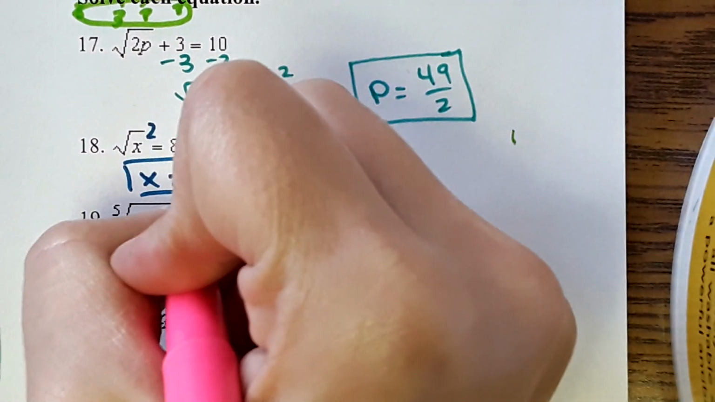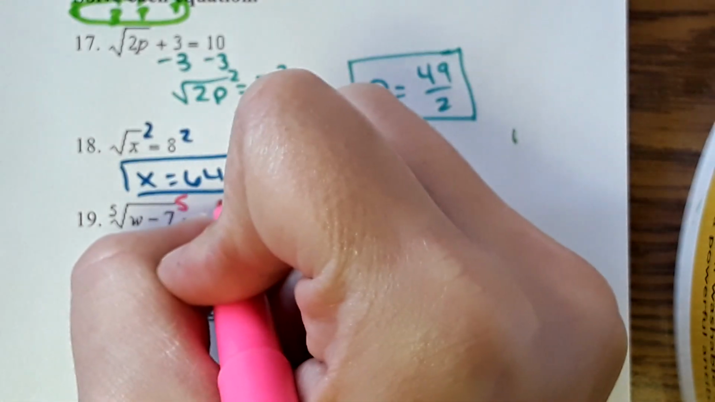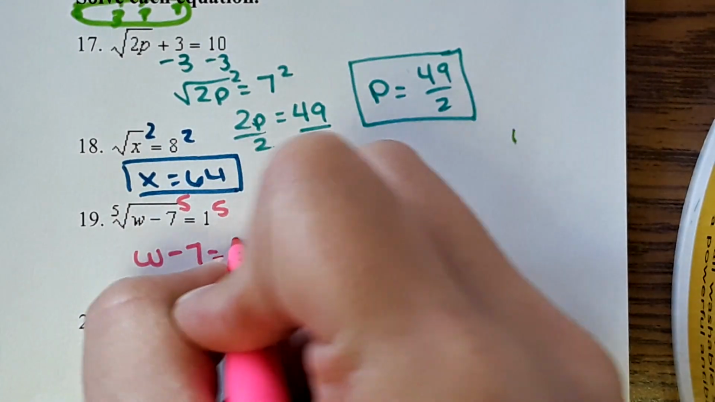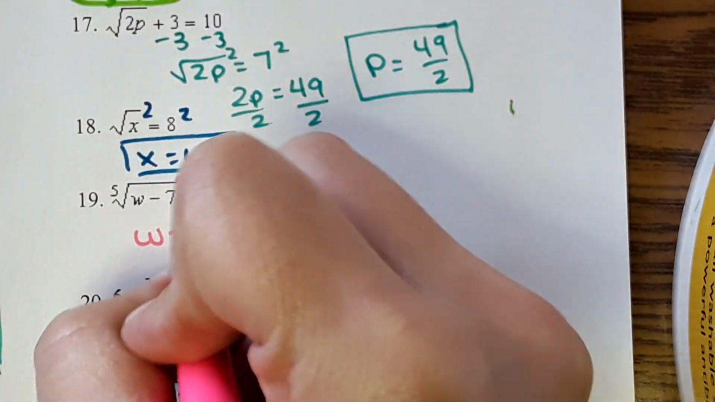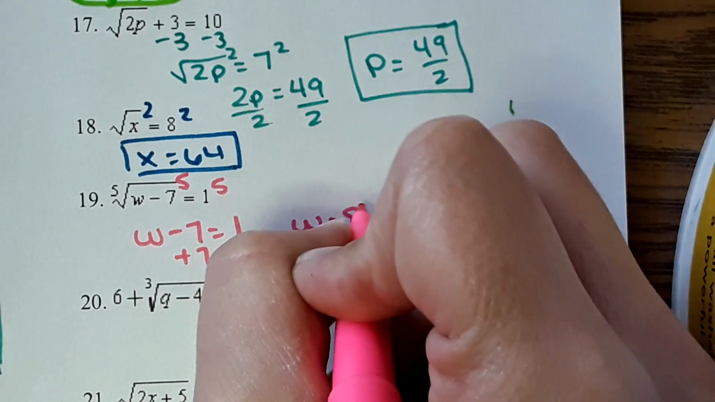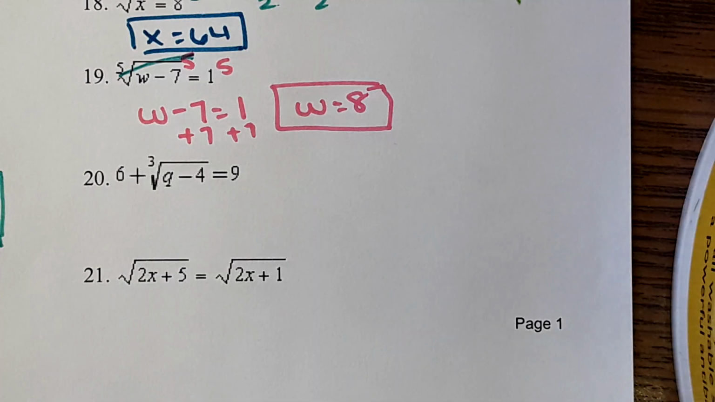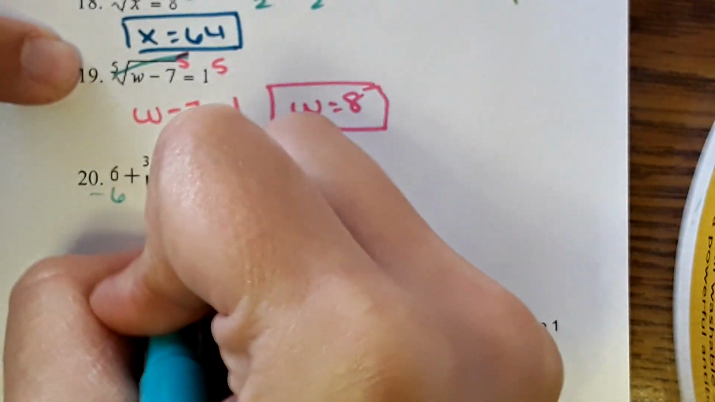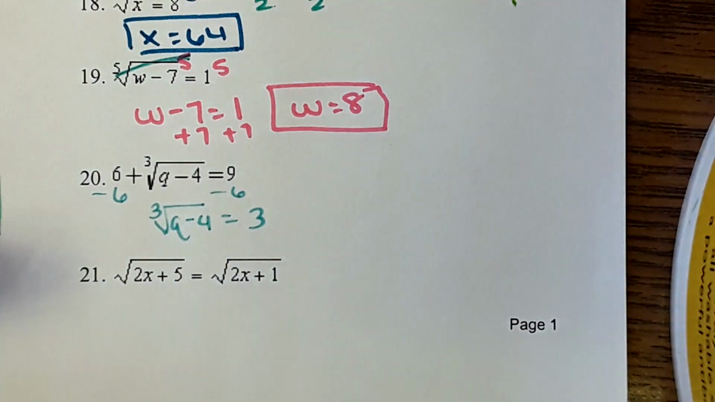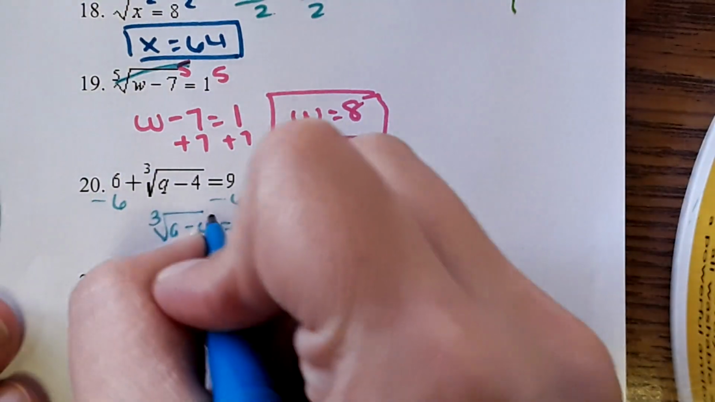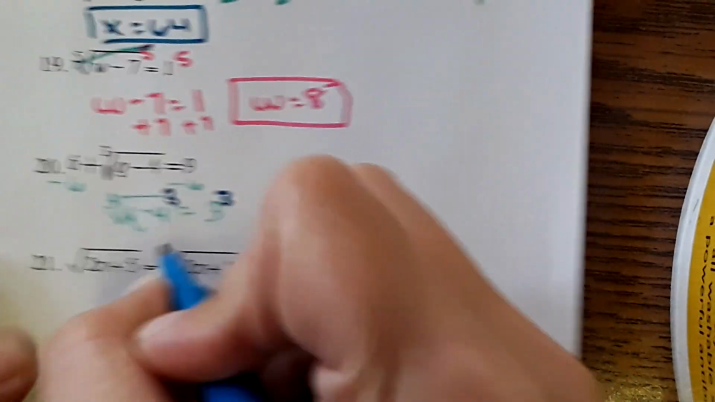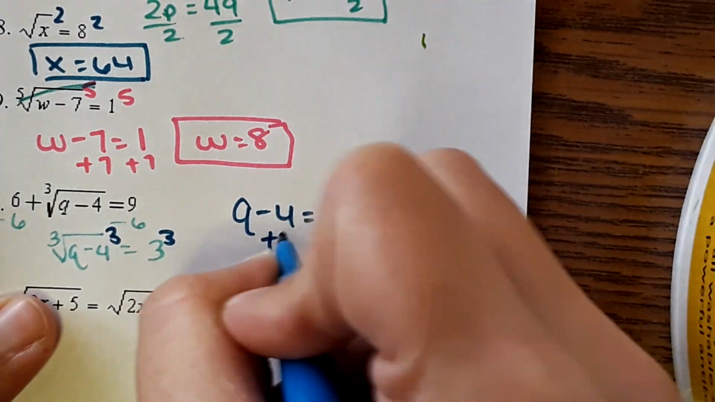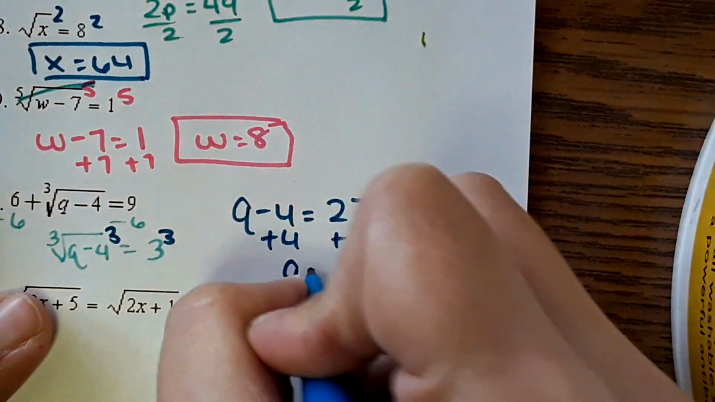19, it has a fifth root, so just do fifth power here and fifth power here. Then we're left with w minus 7 equals 1 to the fifth power would just be 1, like 1 times 1 times 1, yeah. And then add 7 to both sides, and w equals 8. Okay, getting the radical by itself over here, subtracting 6 from both sides, get cubed root q minus 4 equals 3. Then to get rid of the radical, cube both sides, then we're left with q minus 4 equals 3 to the third power would be 27, plus 4, q equals 31.